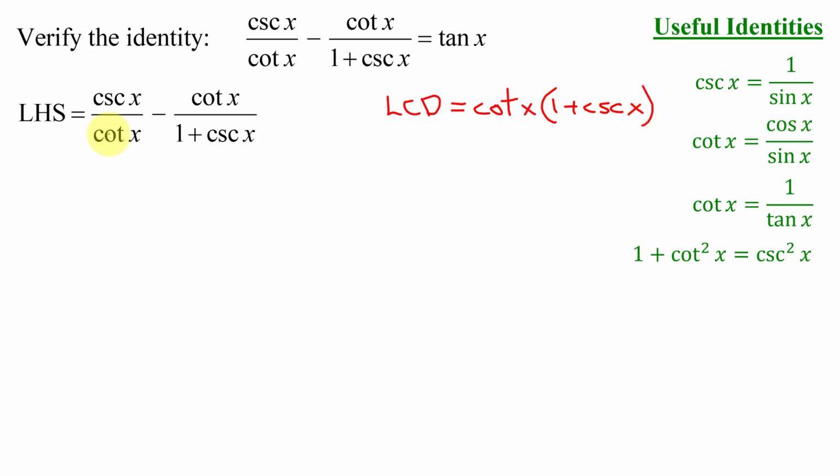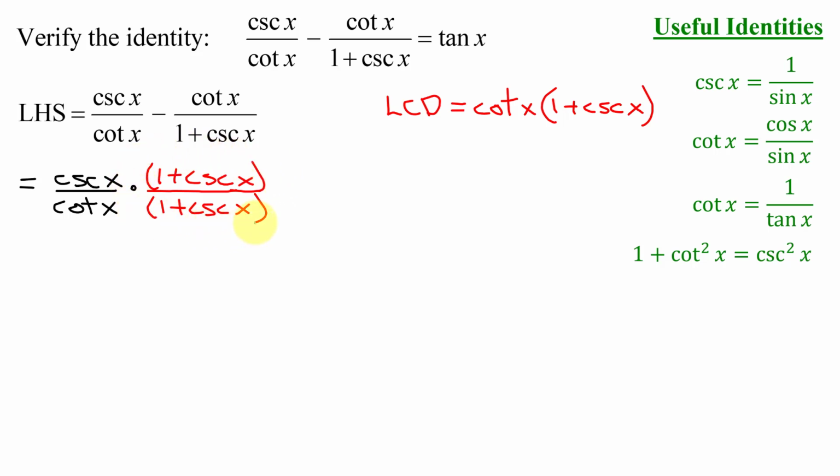So now I'm going to write both these terms over the common denominator. So I'm going to get the cosecant of x divided by the cotangent of x. And then to write it over a common denominator, what's missing in this denominator? I need to have a 1 plus the cosecant of x in the denominator. So since I multiplied the denominator by that term, I must multiply the numerator by the exact same expression, because all I'm really multiplying by here is 1 in disguise.